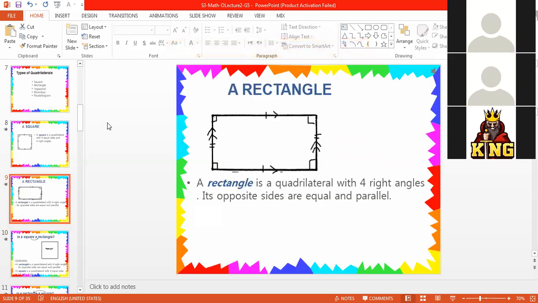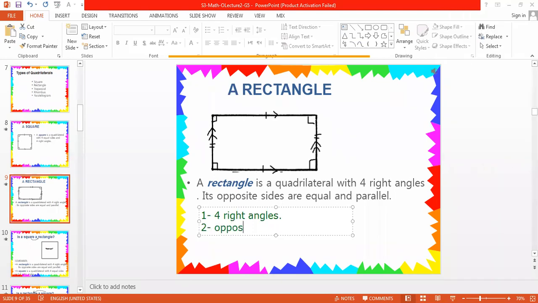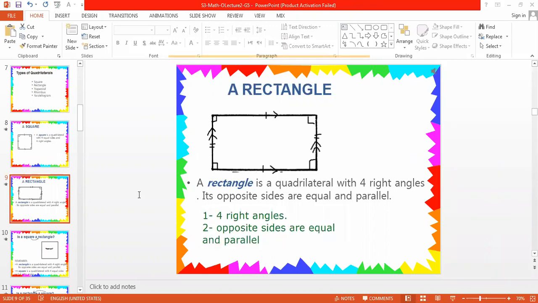Let us talk now about a rectangle. Also, the rectangle has properties. Let us write the properties together. Number 1, four right angles. Two, the opposite sides are equal and parallel. Very good. Any question about those two? They are very easy, right?